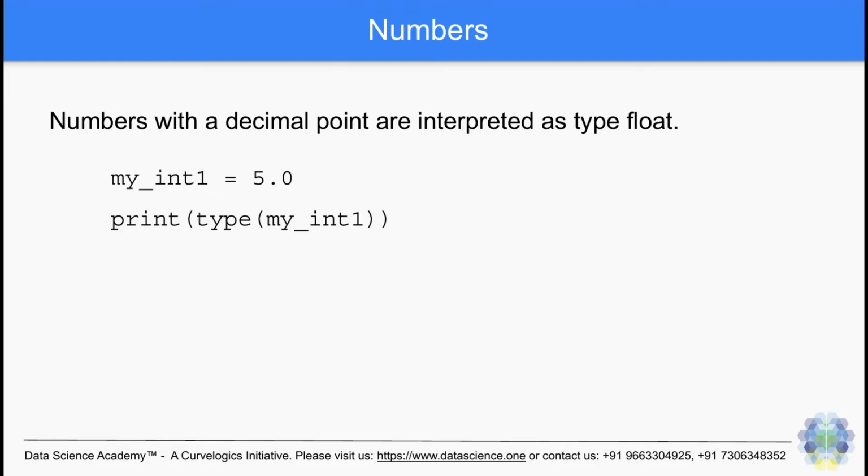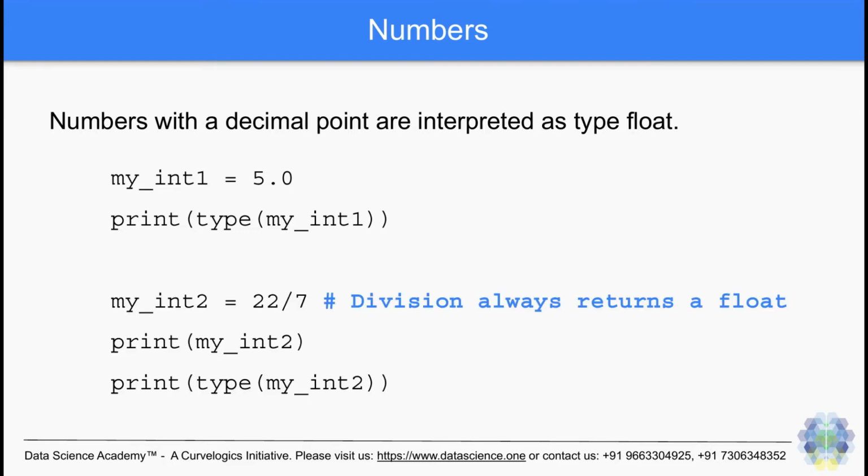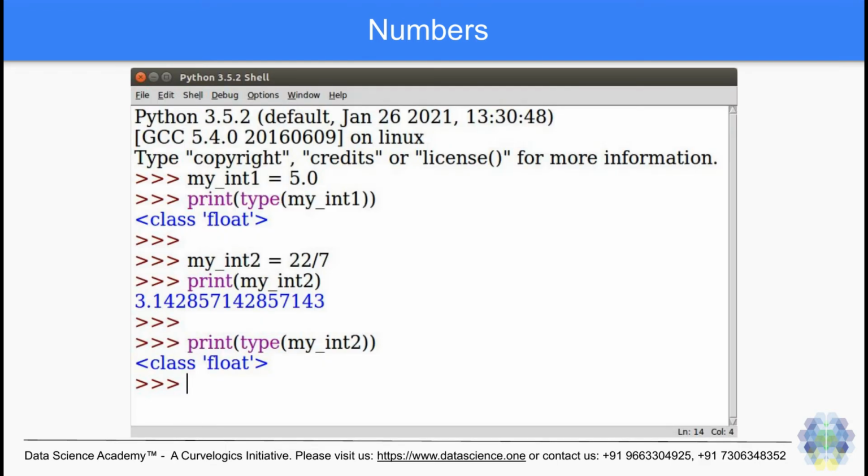Let us have a look at a few examples of type float. In your IDLE, try assigning the value 5.0 to the variable myInt1. You can see that Python has interpreted the variable as a float. When we use the mathematical operator / to divide numbers, the resulting value is also interpreted as a type float. Try assigning 22/7 to the variable myInt2. What result did you get when you check the class type?